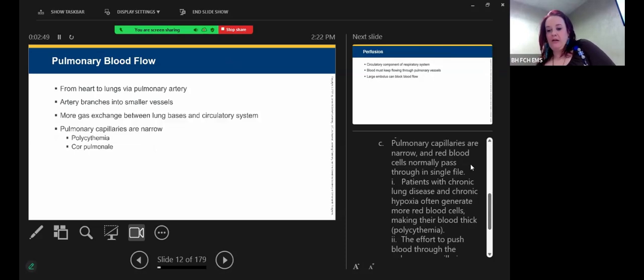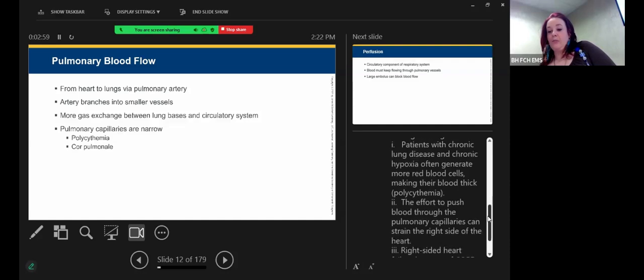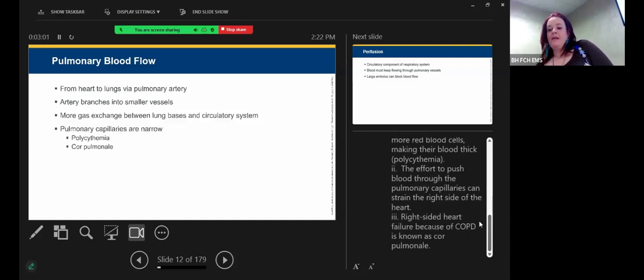Pulmonary capillaries are narrow, and red blood cells normally pass through in single file. Patients with COPD and chronic hypoxia often generate more red blood cells, making their blood thick. The effort to push blood through the pulmonary capillaries can strain the right side of the heart. Right-sided heart failure because of COPD is known as cor pulmonale.